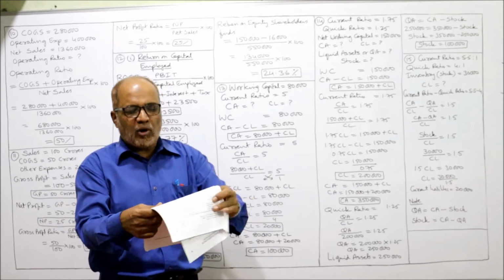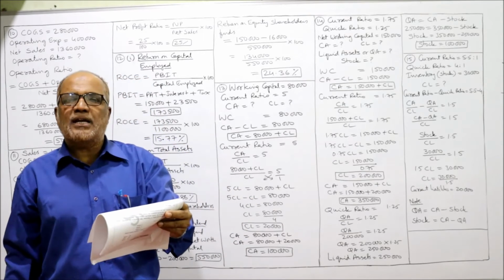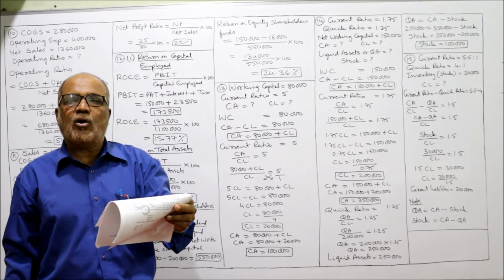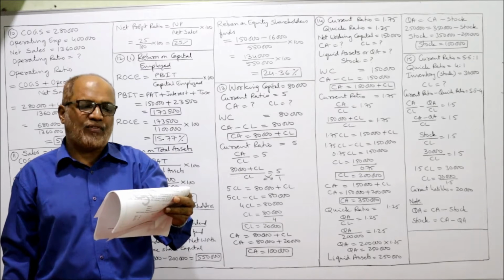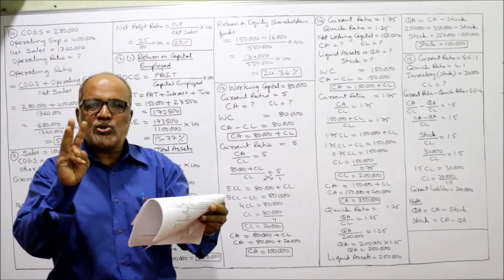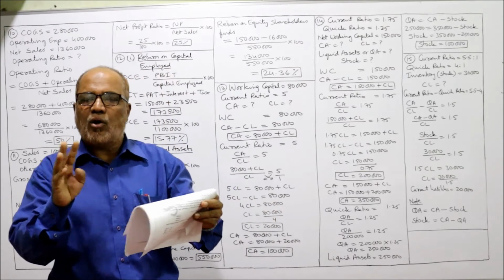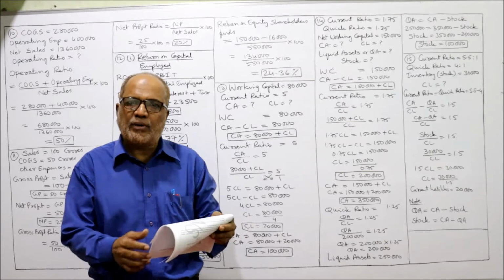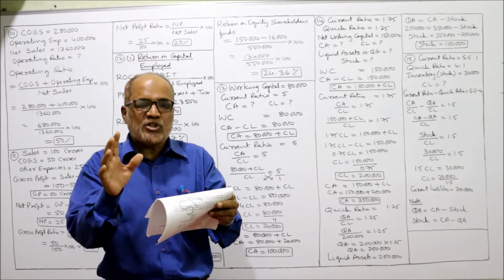From the details given below, compute return on capital employed, return on total assets, and return on equity shareholders funds. The three ratios it is asking you to calculate. All three are overall profitability ratios. So what is the information given?